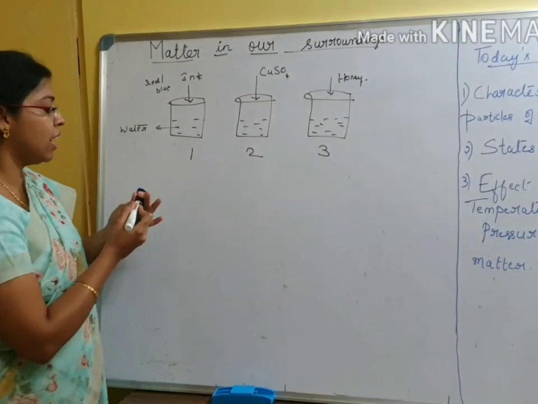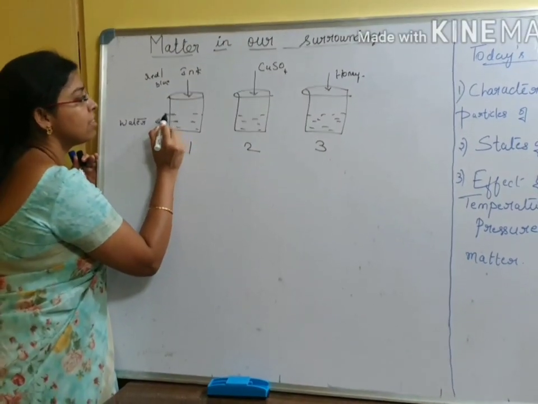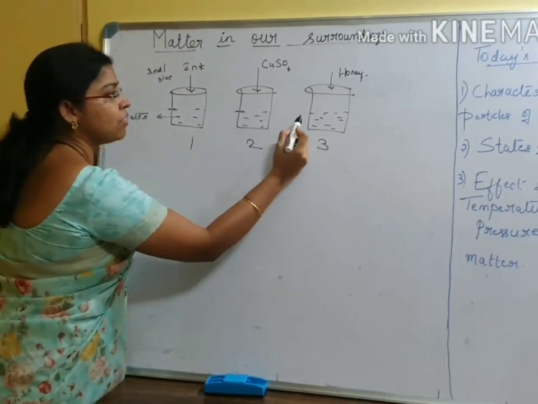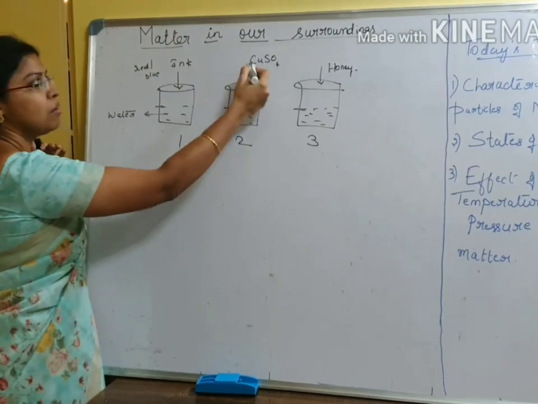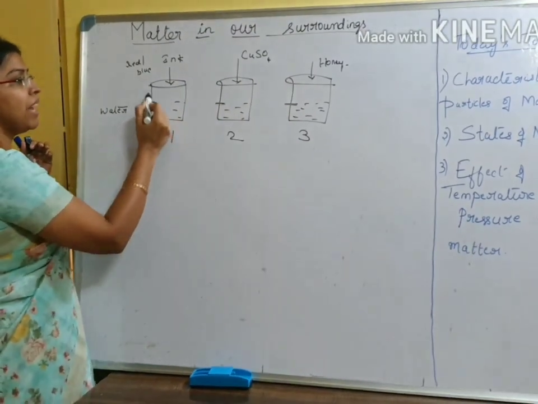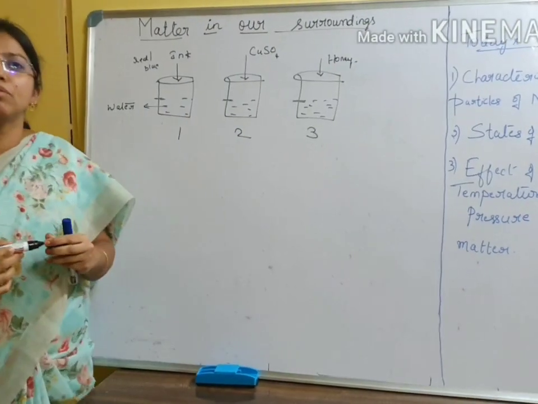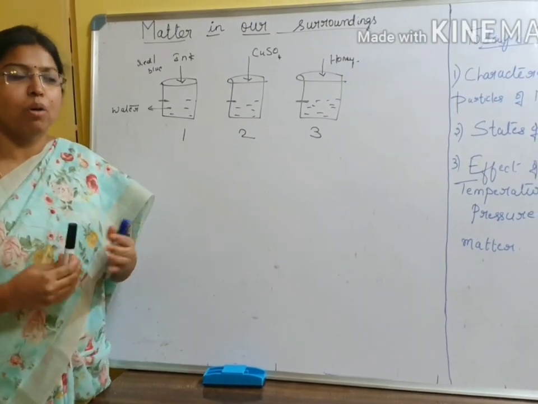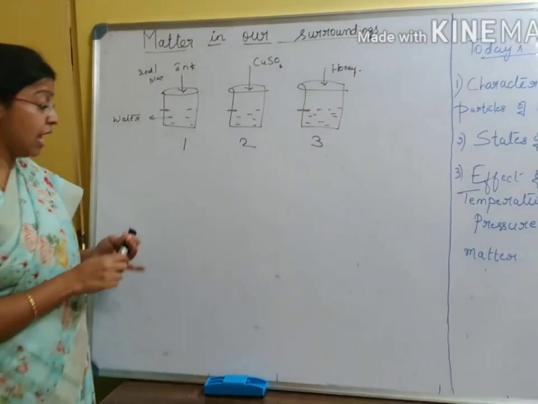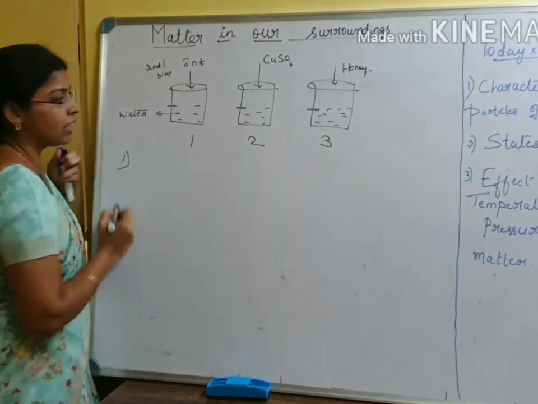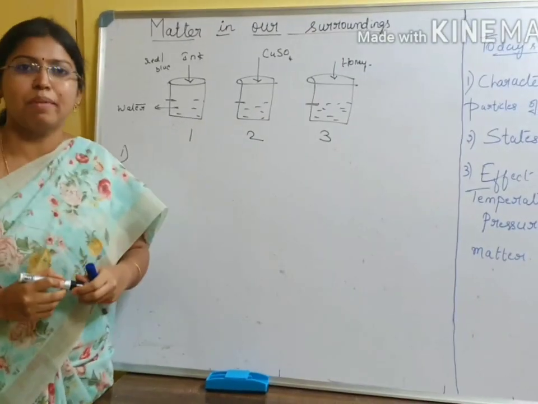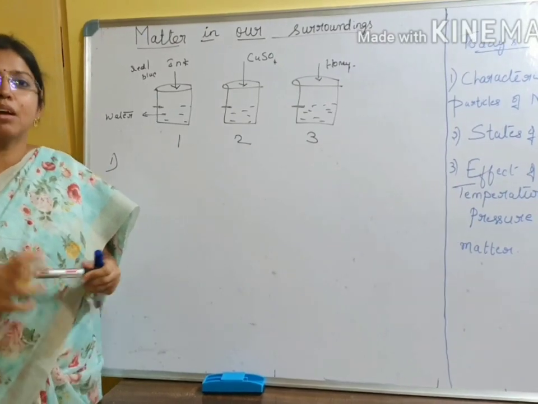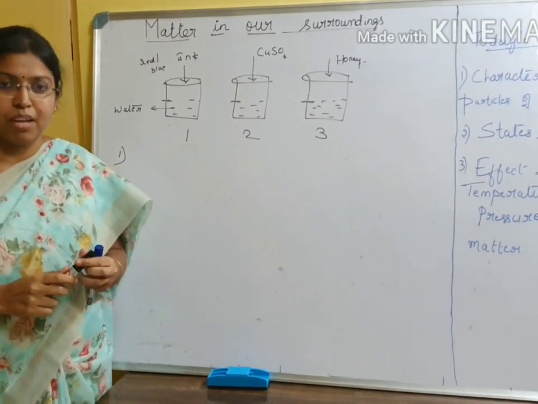What happens to the level of the water? This is the level. After we mix another matter into that, will there be any increase in the level of the water? We cannot see any change in the level of the water. What could be the reason? That's where the characteristics of matter come into the picture. What is matter composed of? Matter is composed of particles.